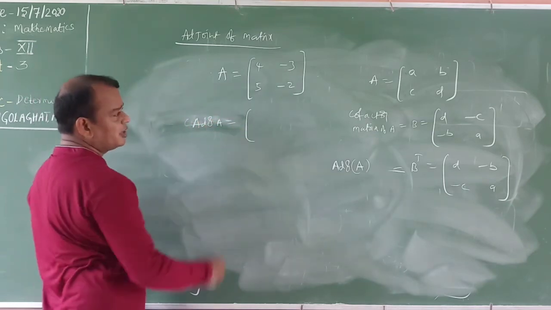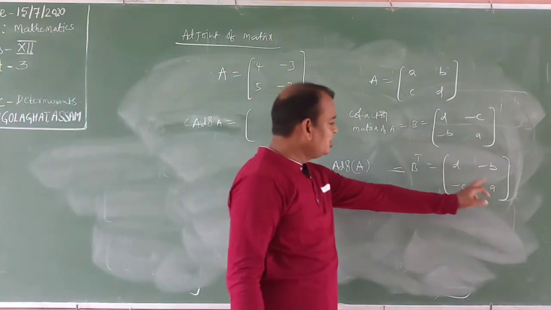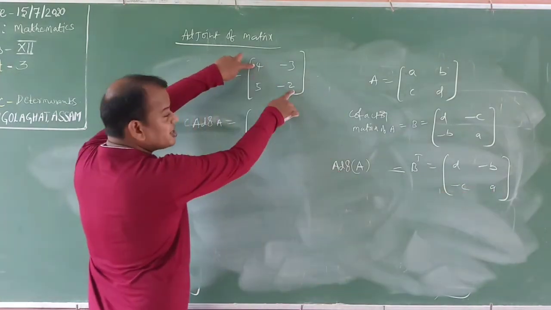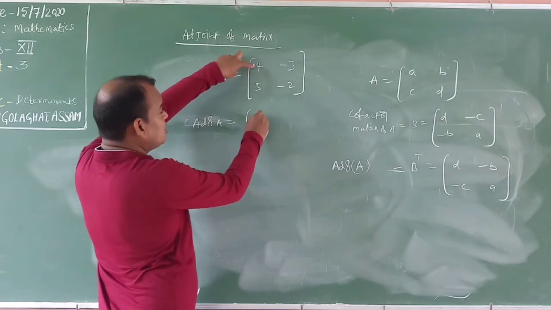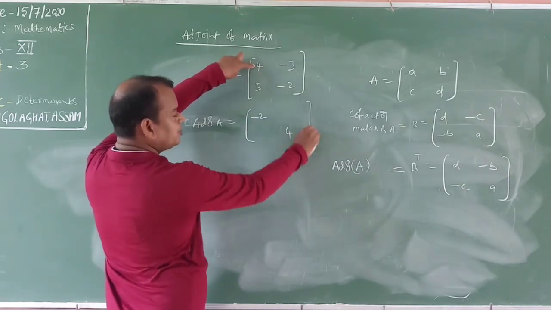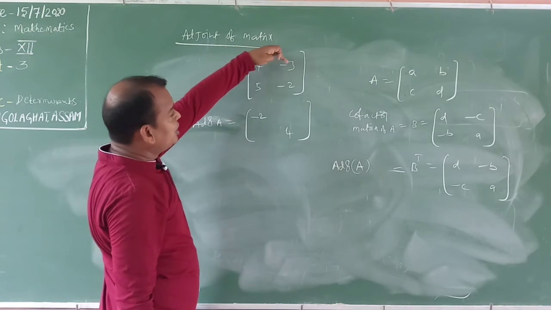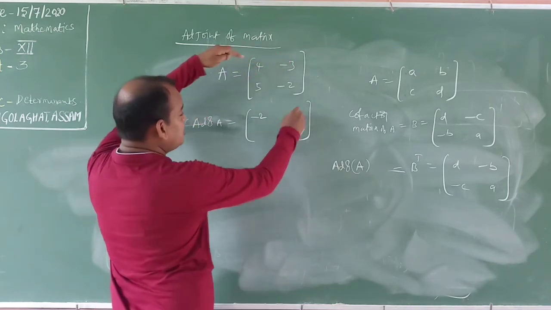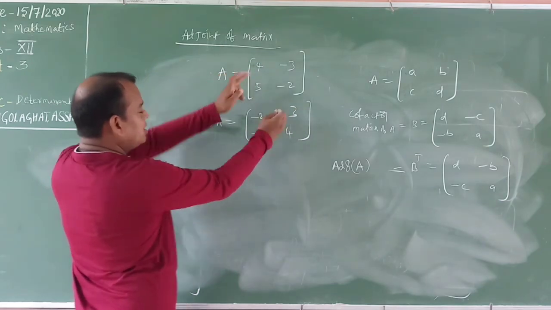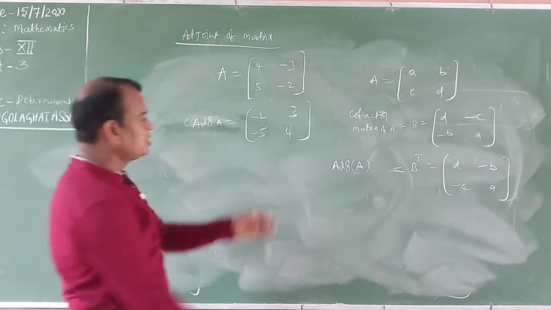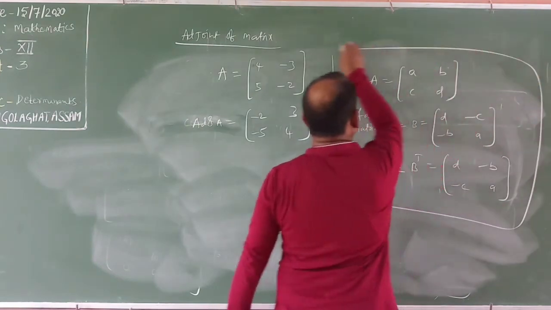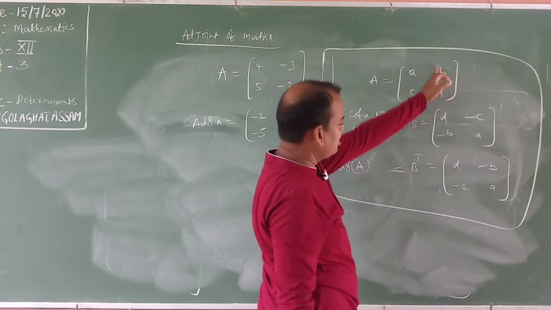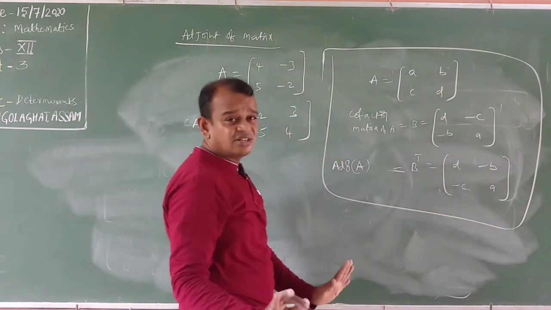Now what is the adjoint of A? These two change places, the same as is, no change in the sign: that is minus 2, this is 4. Now these two never change place, but the sign changes. This one, minus 3, means plus 3, and 5 becomes minus 5. That is the adjoint of A. Remember this: a d means d a, and b c stay, with minus b, minus c. Just change the sign.